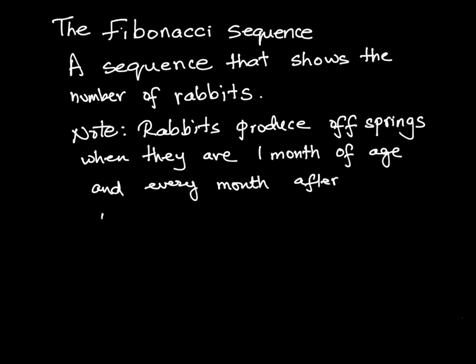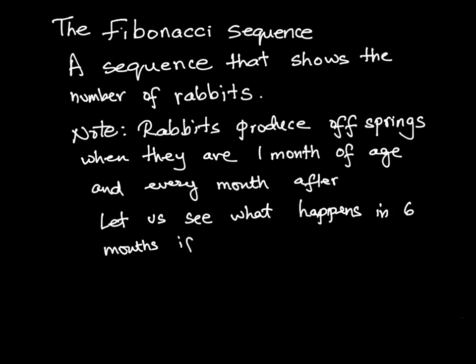So the Fibonacci sequence is basically the sequence of the pairs of rabbits you're going to have if you were to breed rabbits. Let us see what happens. Instead of the story, we're going to just see what happens in 6 months if I have a pair of rabbits.